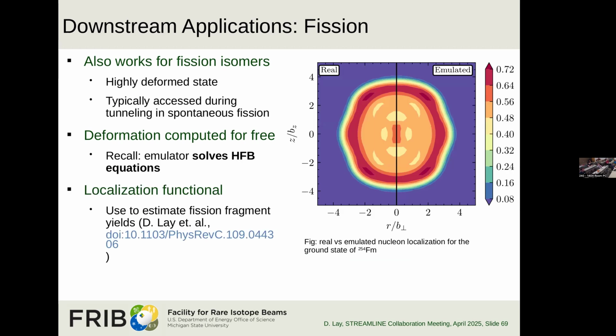Similarly, there are other quantities we use to compute fission observables. The localization functional here, you can take a look at the expression in this paper here. We use it to compute fission fragment yields once we exit the tunneling region. And if you just look at the left panel and the right panel, you see that they're indistinguishable. Again, we get this for free in our emulator because we are genuinely solving the HFB equations. Contrast with something like the neural network I showed at the beginning: if you took that neural network emulator, you would then have to do a real HFB calculation at the tail end.